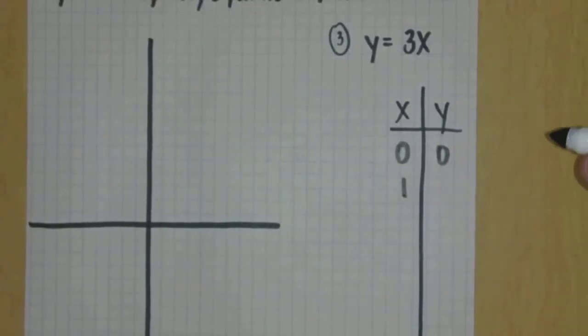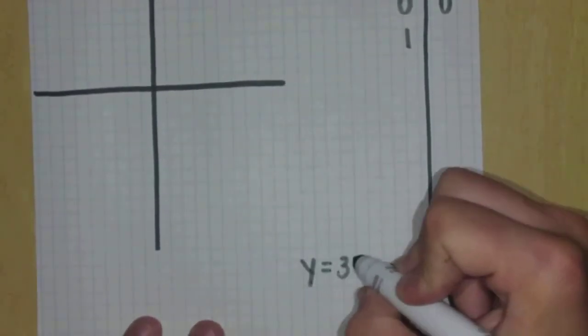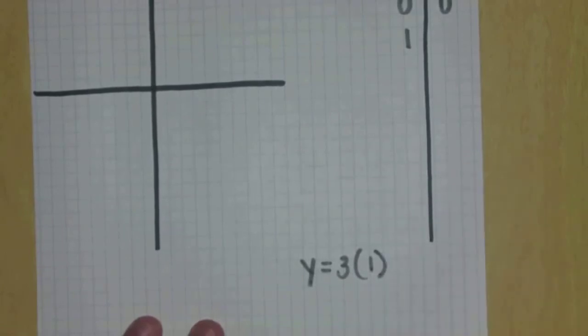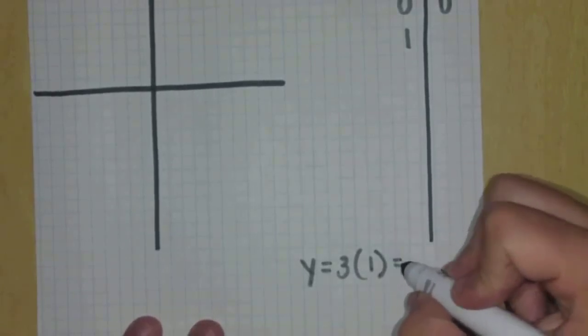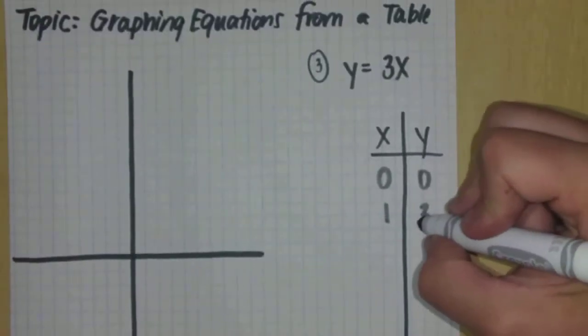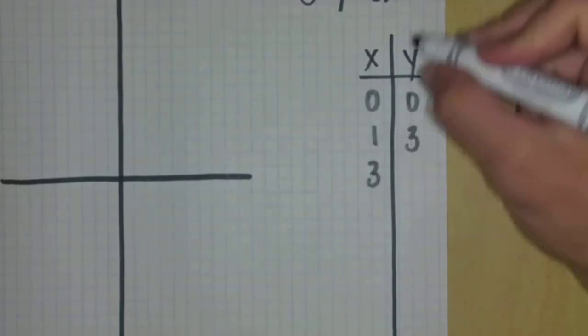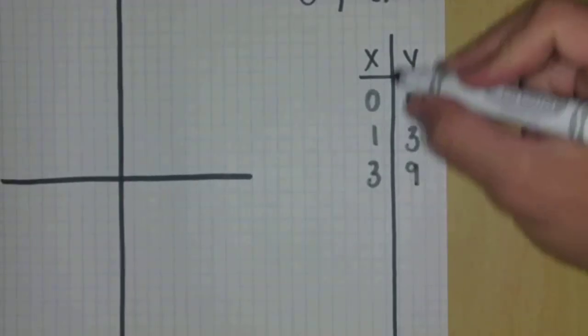If I plug a 1 in for x, here's the work. This is what I'm going to be talking you through. Instead of an x, that x is now a 1. And 3 times 1 is just 3. And so that means when x is 1, y is 3. Let's go to 3. When x is 3, y is 9, because 3 times 3 is 9.